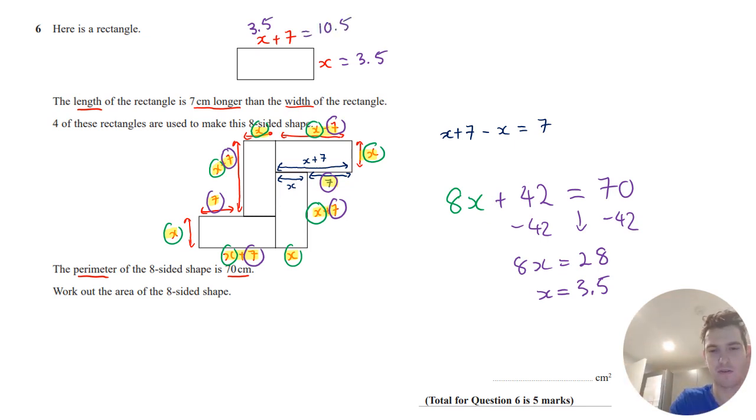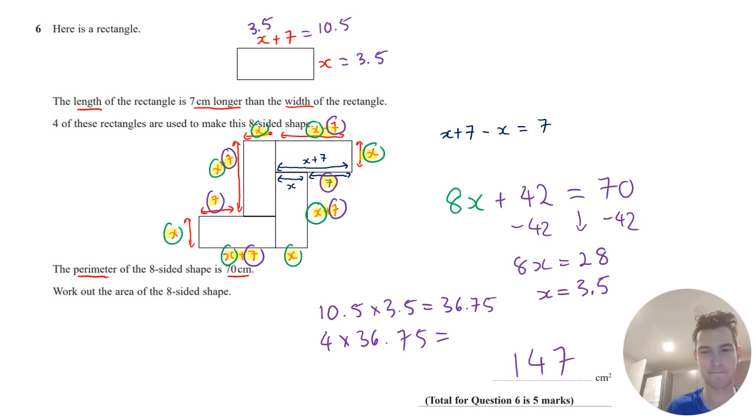So the area of one of these rectangles is 10.5 times 3.5, which is this. But how many of these shapes do I have? I've got 4 of them. So I need to multiply this by 4, and I get an answer of 147. Okay, nice question, that one. Let's move on to question number 7.